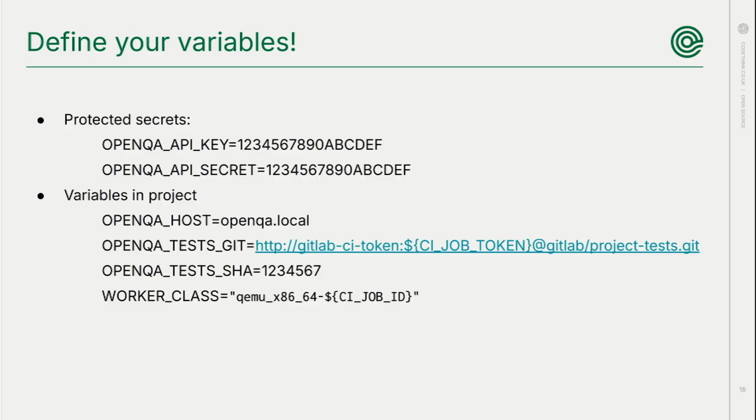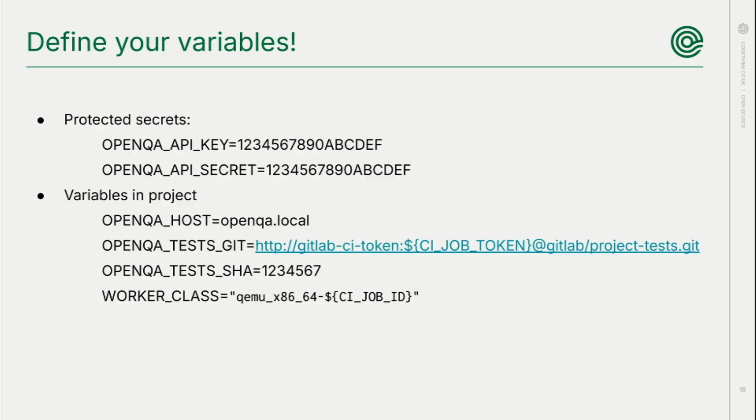So these first two, you don't want to put them in your CI file because they're tokens that you will generate in openQA. So hide them away in the protected variables. Now the ones you do want in the project, you want the host, so the location of where openQA is. Now the openQA test git variable here, this is how the worker is going to know what version of the tests you actually want to use.